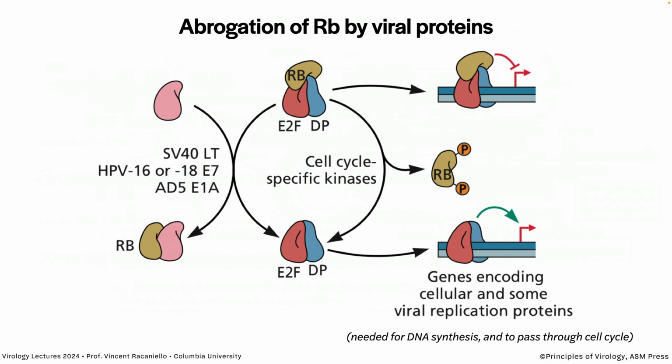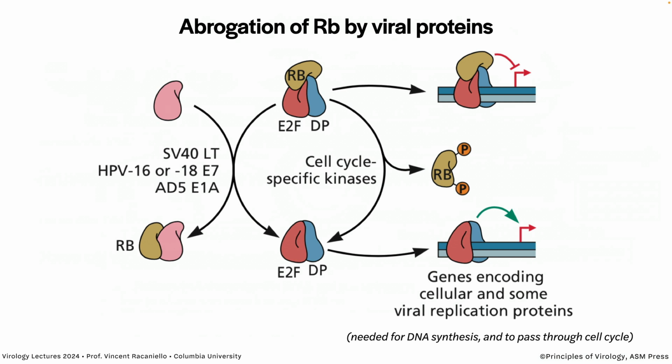So the way RB keeps cells from dividing is shown here. You need a lot of different proteins made for cell division. And those are encoded by multiple genes. And those genes, of course, are transcribed by a promoter. So here on the bottom right, genes encoding cellular and some viral replication proteins. These are needed for DNA synthesis and to pass through the cell cycle. So multiple genes. And RB prevents their transcription and thereby halts cell division.